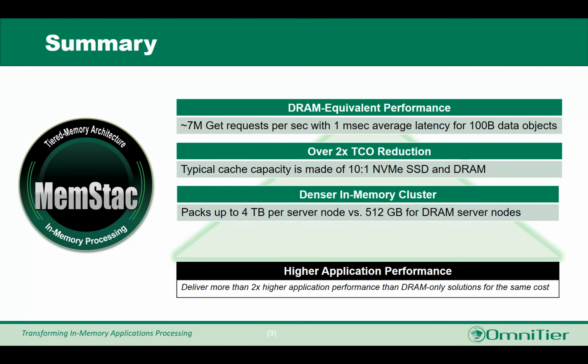To summarize, MemStac provides DRAM equivalent performance and in some real-world use cases, higher application performance compared to DRAM-only solutions. MemStac has an overall lower TCO and given more memory per node is a more scalable version than DRAM-only solutions. This allows for a saving on both memory and cache server costs. MemStac is a solution for an ever-growing in-memory processing market and solves the problems that face current DRAM-only solutions.